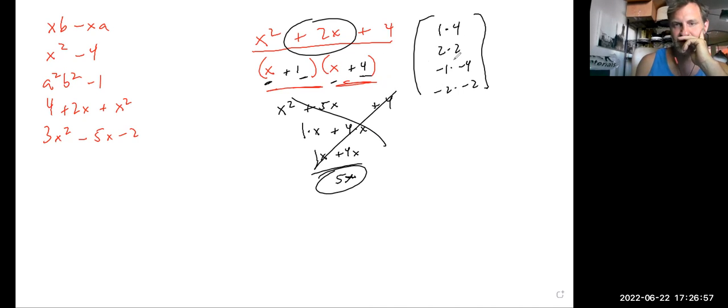And an examination of all the rest of these. And as you get better at this, you can really just look at the numbers and see that you're not going to be able to get a combination of 2x. So this is not factorable. All right, let's hit this last one.